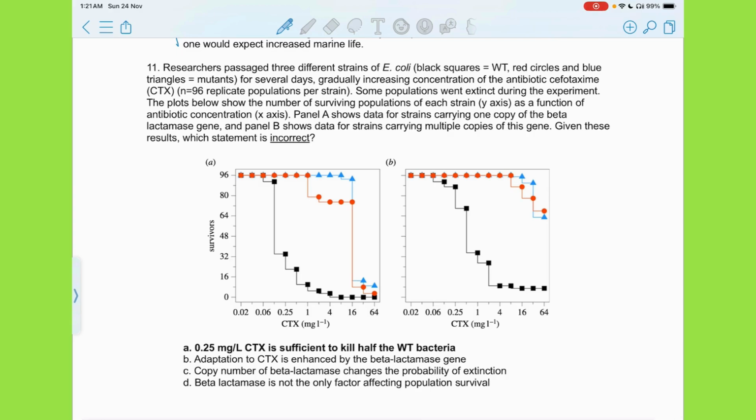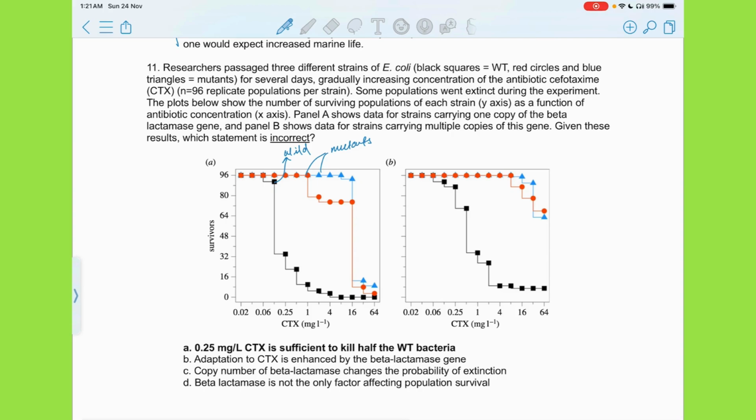So researchers passed three different strains of E. coli: black squares, WT, red circles, and blue triangles are the mutants. See, these are the mutants. This is the wild strain. For several days, gradually increasing concentrations of the antibiotic cefotaxime, N is equal to 96 replicated populations per strain.